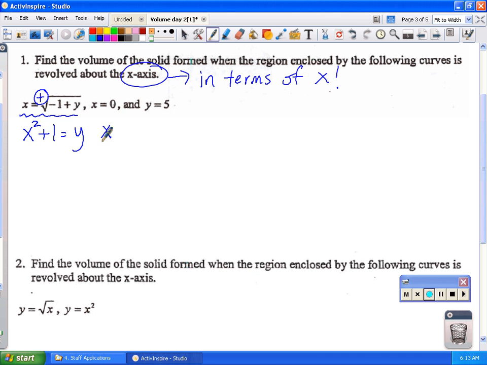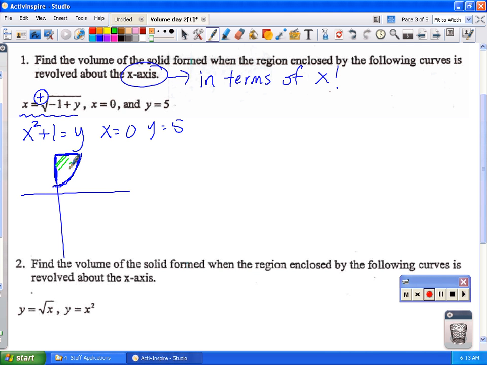I have x equal to 0. And I have y equal to 5. So y equal to x squared plus 1. So there's 1. Again, wanting the right-hand side because it doesn't say plus or minus, it just says the positive side. X equal to 0 is the y-axis, so there's another boundary. And then y equal to 5, we'll call that right here. So this is the region that we're going to revolve about the x-axis.